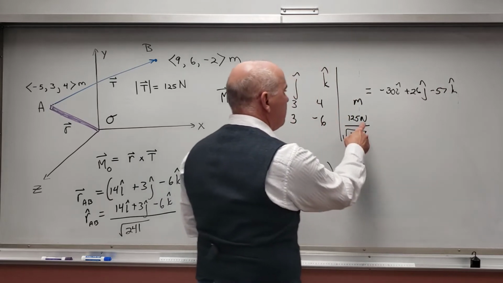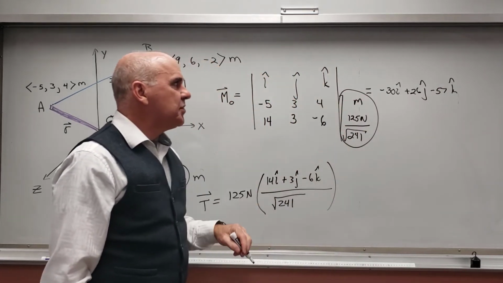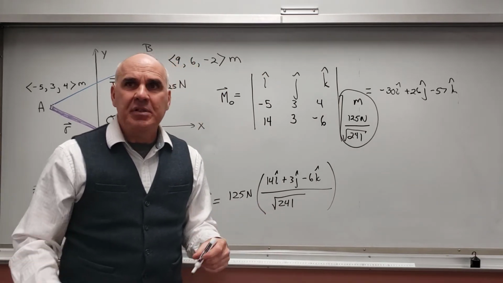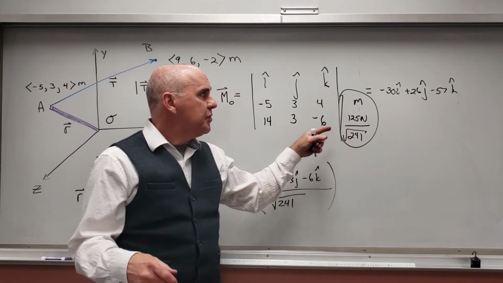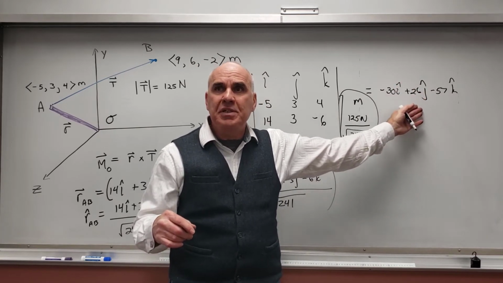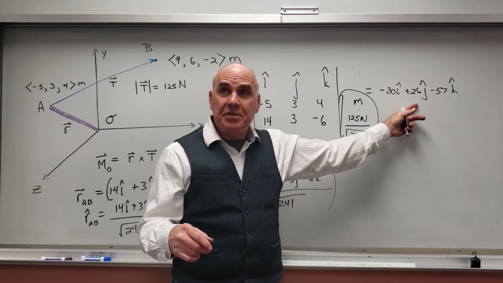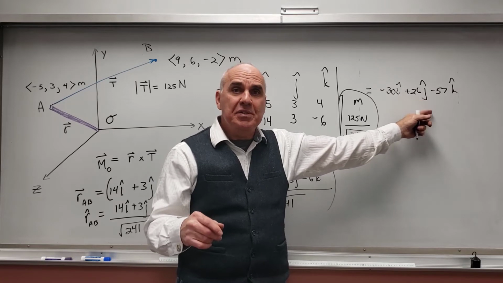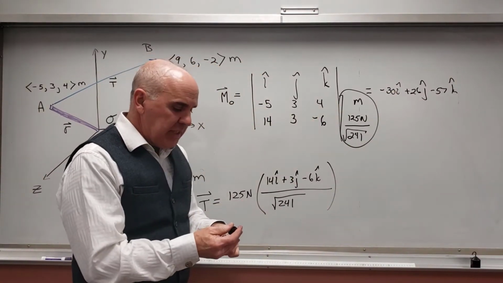And then all of this is multiplied by that right there. But I just want to concentrate on the negative 30 plus 26, negative 57. And if you work all this out and you multiply it by 125 over the square root of 241 times all of that, you'll get negative 242 Newton meters in the I hat, positive 209 Newton meters in the j hat, and negative 459 Newton meters in the k hat. All right, so I'm not going to worry about that. But here's what I think is really cool.